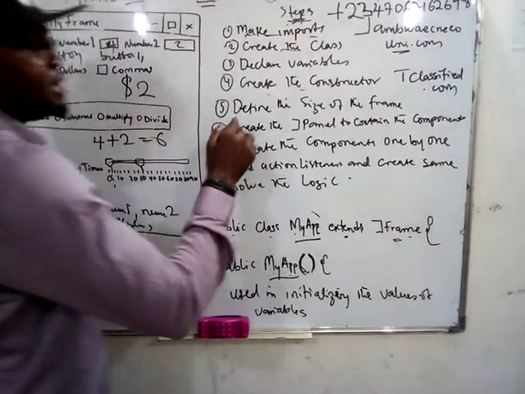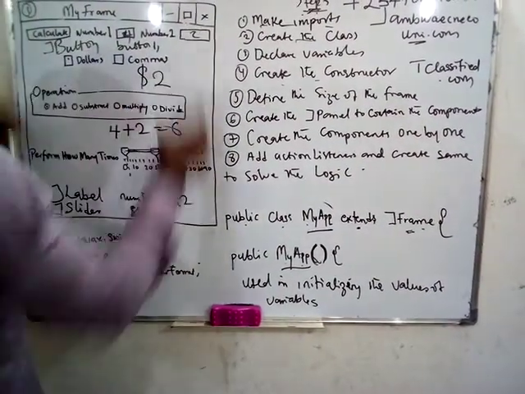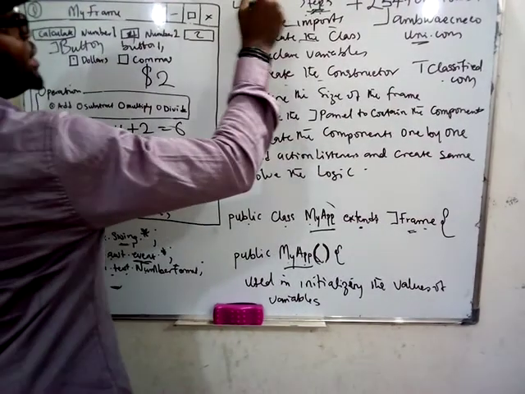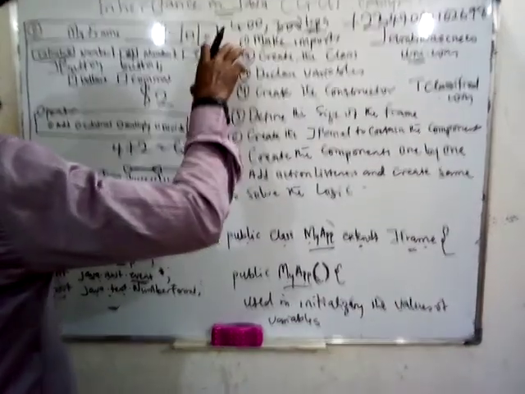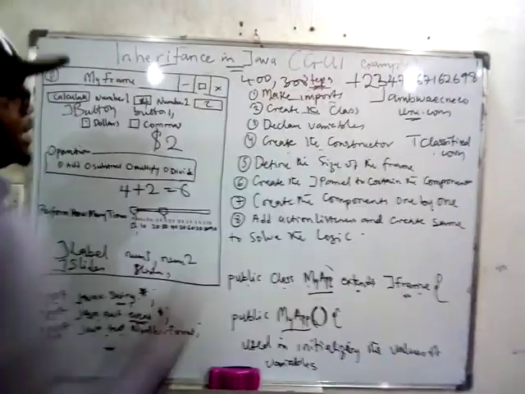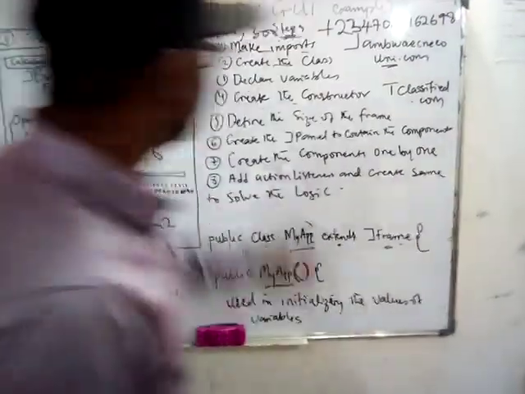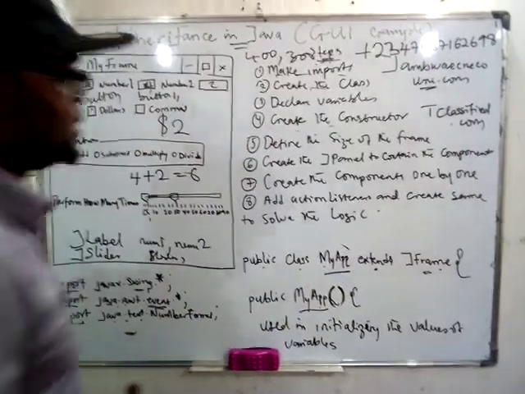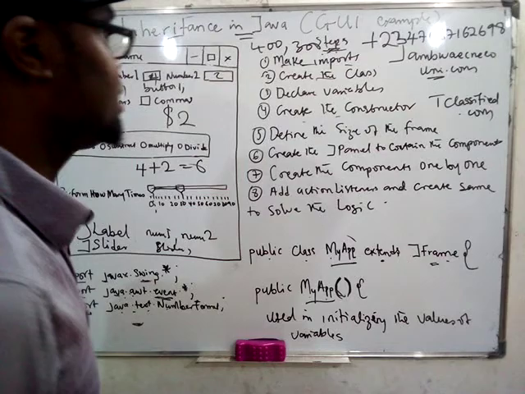Then number 5 is that you define the size of your frame. If you want this frame to be bigger than this, instead of putting maybe 400 by 300, you can put maybe 400 by 800. Like I told you, I'm going to give you the full code that explains this, but I want you to get the various steps that were taken in designing it, so that when you're looking at the code, you'll be understanding.